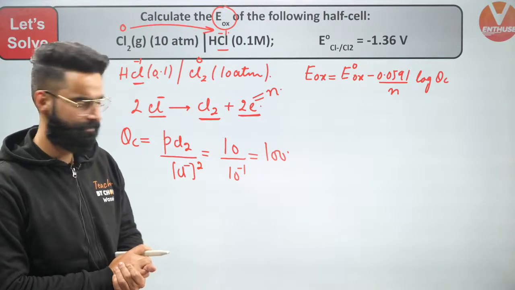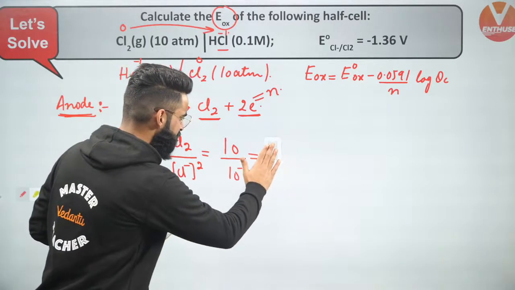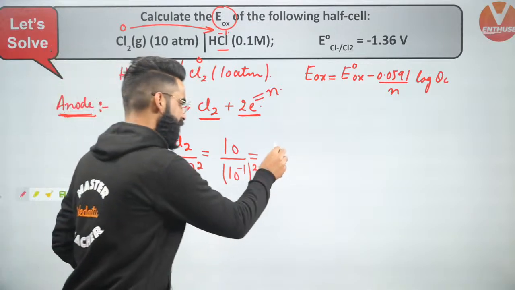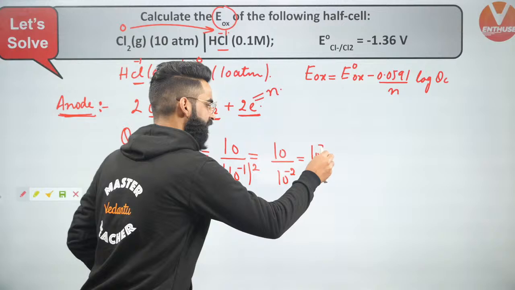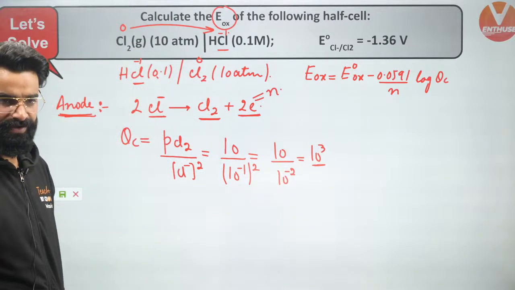Did I miss something right here? Yes, I missed something. Just a second, guys. It's going to be, this is square also right here. Yes, it's going to be 10 divided by 10 power minus 2. Yes, it's going to be 10 power 3. Now it's perfect, right?